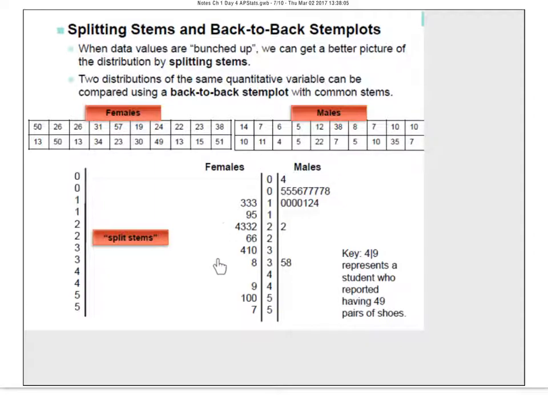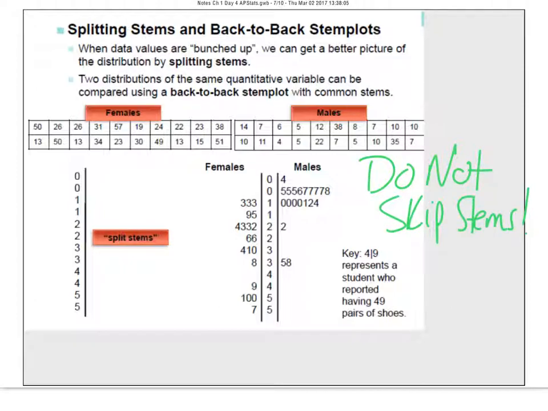So right here is a really good example of a back-to-back stem plot. Here's the original female data, and then they asked the males the same question. We see the females here and the males here. It's very nice to see the data laid out this way. It's clear that the females, by far, have more shoes. One important thing to take away from these stem plots is that they did not skip any stems. So do not skip stems, otherwise it's not a correct stem plot. For example, right here at the 40s, there's no data for either the males or females, but you can't just eliminate that stem because you need it for accurate spacing.